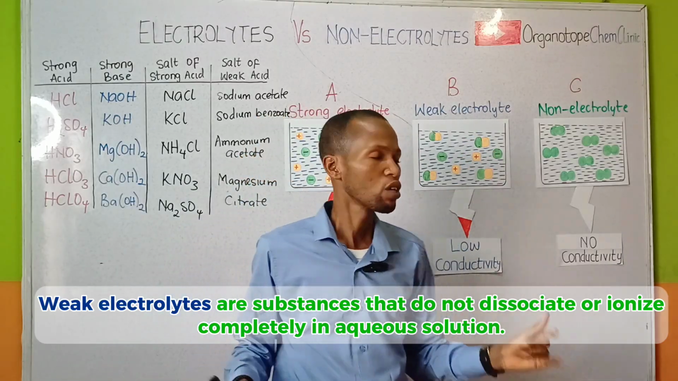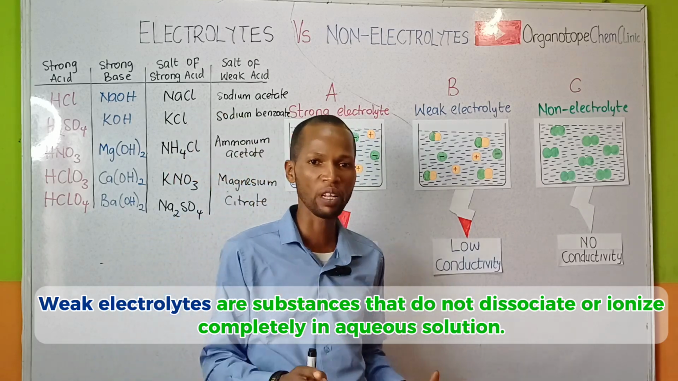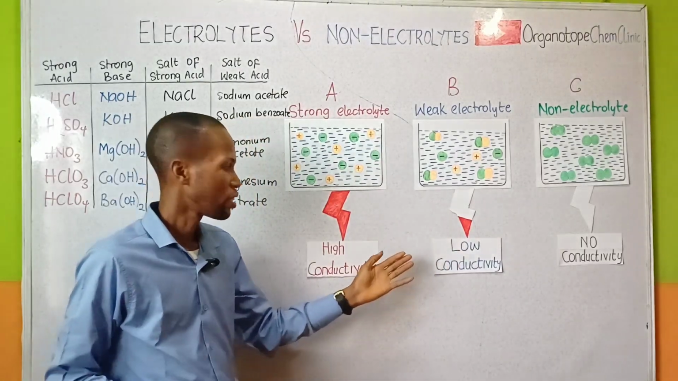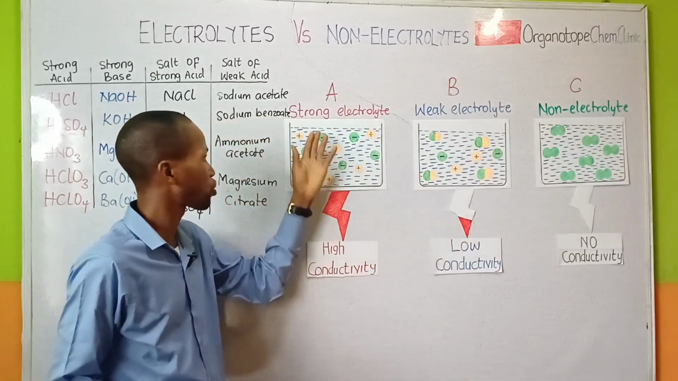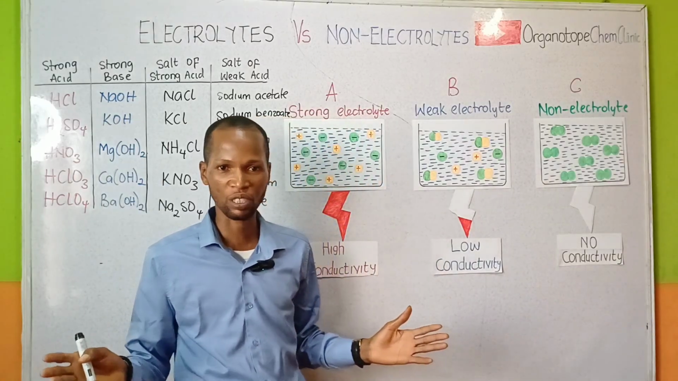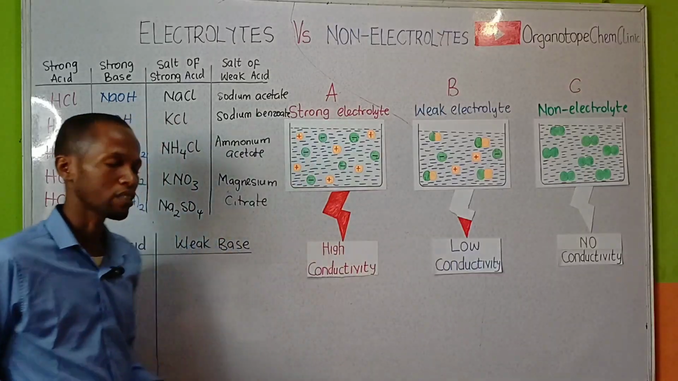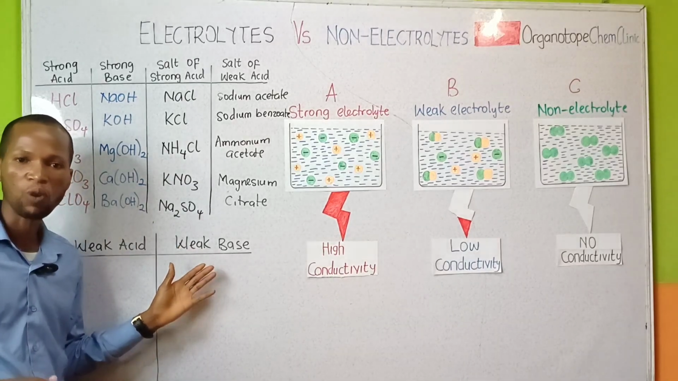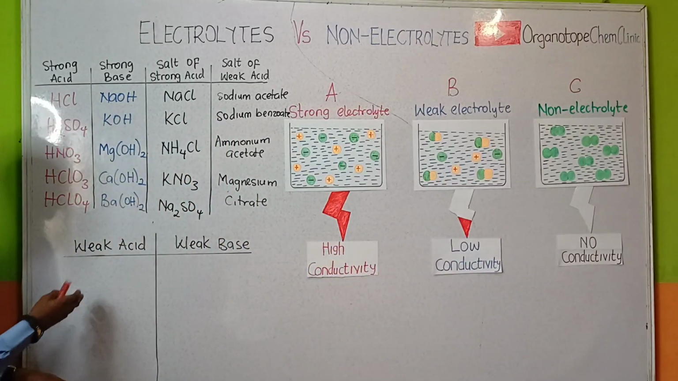What are weak electrolytes? Weak electrolytes are substances that do not dissociate or ionize completely in aqueous solution. Now, can we consider their electrical conductivity? The electrical conductivity of weak electrolytes is low compared to that of strong electrolytes, which have high electrical conductivity. Note this exam tip: all weak acids and bases are weak electrolytes. Now let's consider the table right here. We have in the first column the weak acids, and in the second column the weak bases, which are weak electrolytes. Can we take the examples of weak acids?